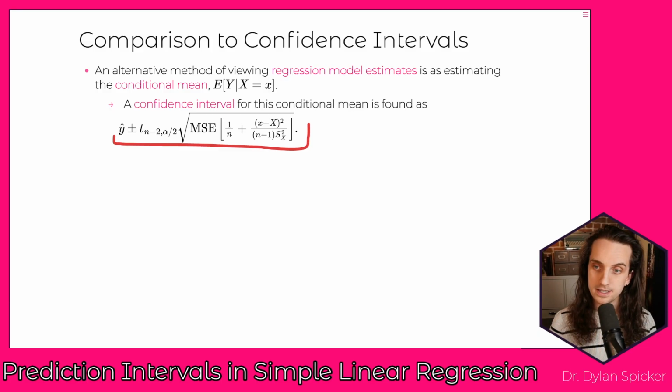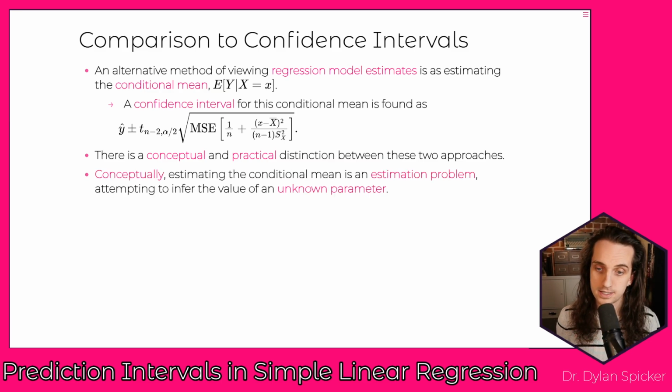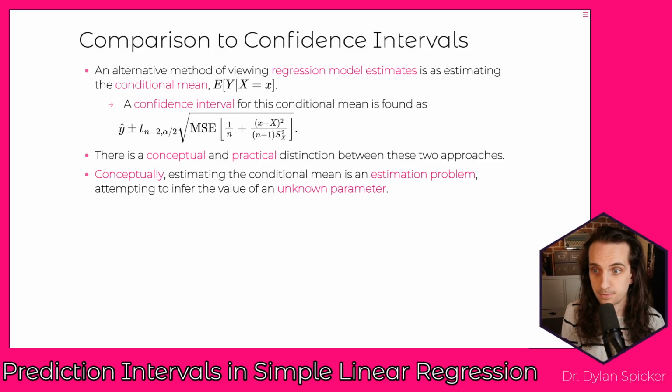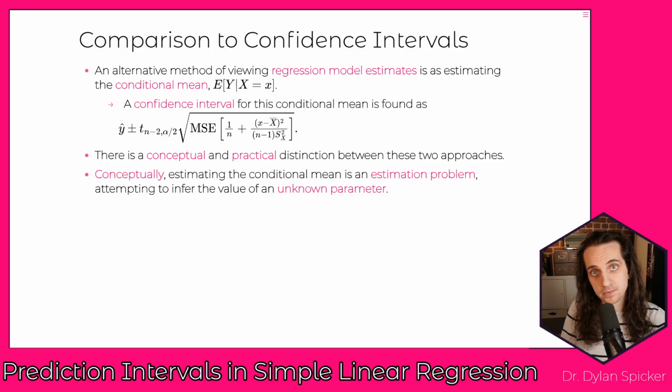There's a very subtle difference, and so it's important for us to think about what's happening with our confidence interval, and why that differs from what's happening with our prediction interval. There's going to be both a conceptual and a practical distinction between these two approaches. Conceptually, estimating the conditional mean is an estimation problem, which is us trying to infer the value of an unknown parameter, in this case a parameter of the conditional distribution of y given x is equal to some value. There is some distribution out there for the outcome given the value of the explanatory variable, and we're trying to say, what is the mean of that distribution?